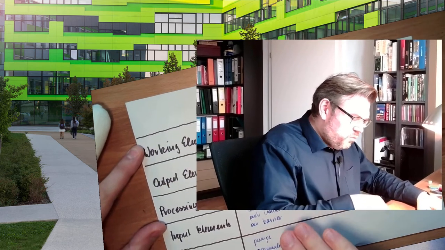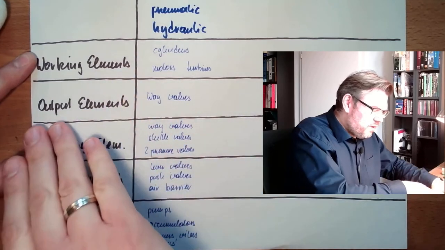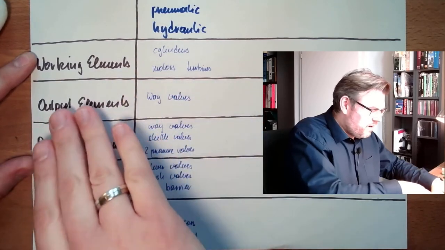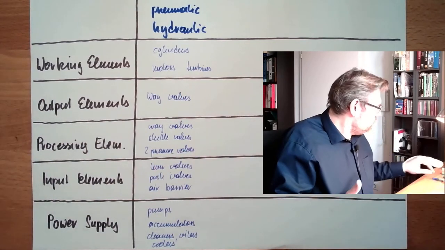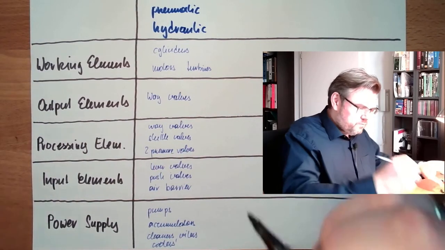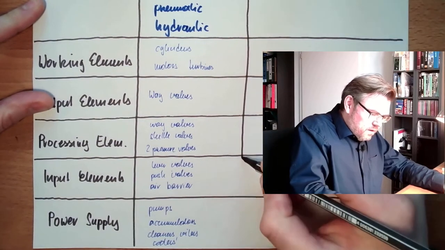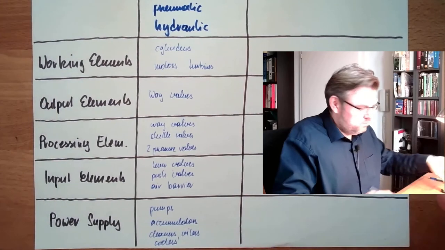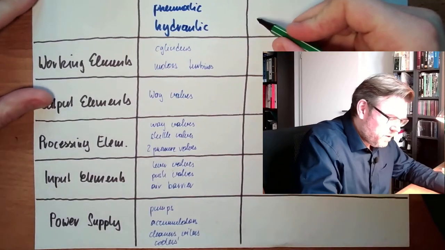This is the sheet from last video. We said, okay, power supply: pumps, accumulators. Input elements: lever valves, push valves, barriers. Processing elements: way valves, shuttle valves, pressure valves. Output elements: way valves. Working elements: cylinders, motors, turbines. Yeah, we talked about this. Now, let's make a new part. And this time, we're going to talk about electrical.